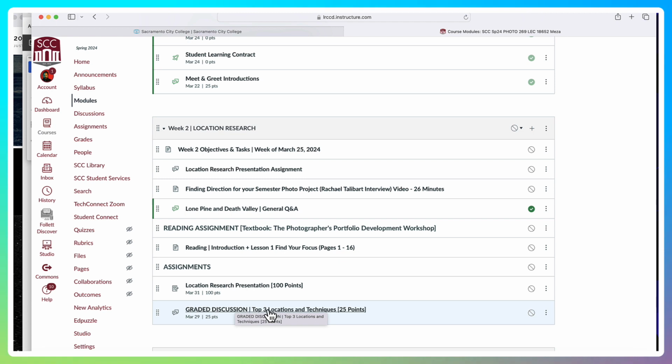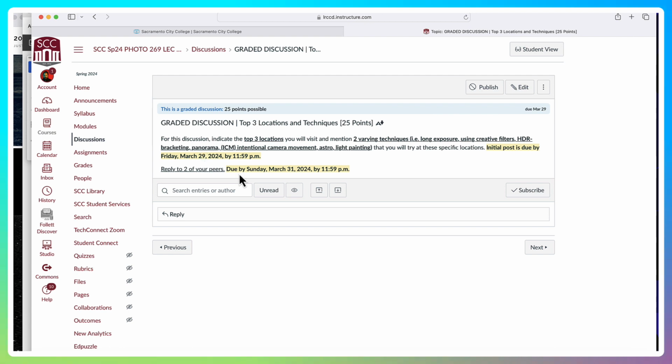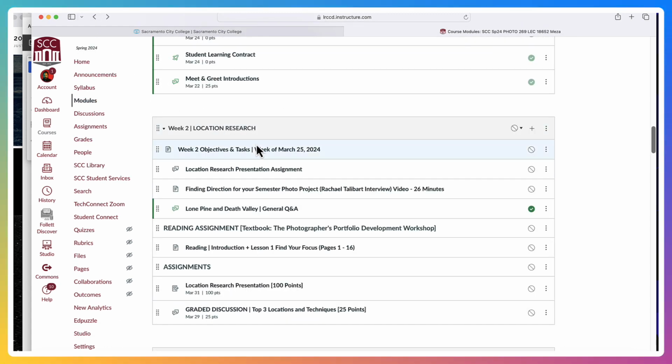You'll do your initial post by Friday the 29th, and then you will respond to 2 of your peers by Sunday night, the 31st. For this discussion item, you're going to indicate the top 3 locations you plan to visit on our trip, and you'll mention 2 techniques that you plan to execute during the trip. Examples could be long exposure, utilizing filters, HDR, bracketing, panorama, ICM, etc. But let's get back to the research presentation assignment.